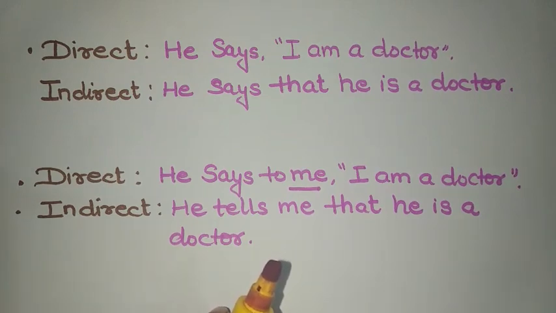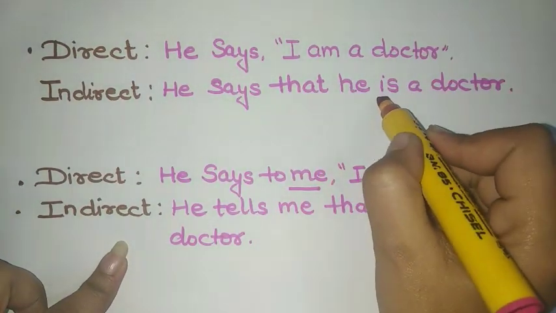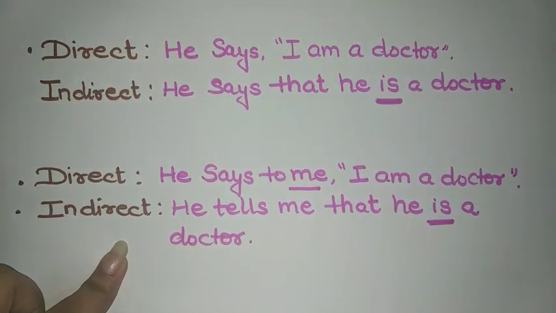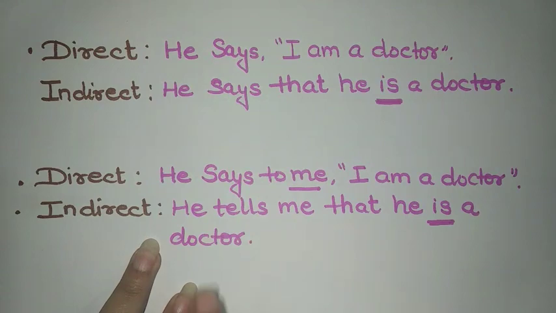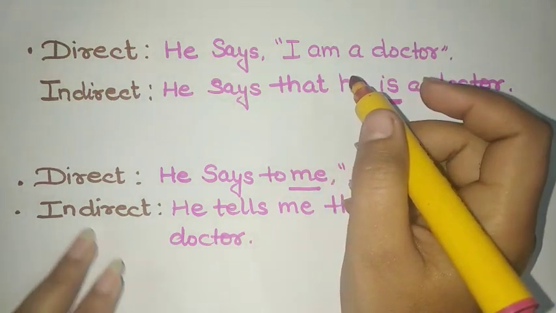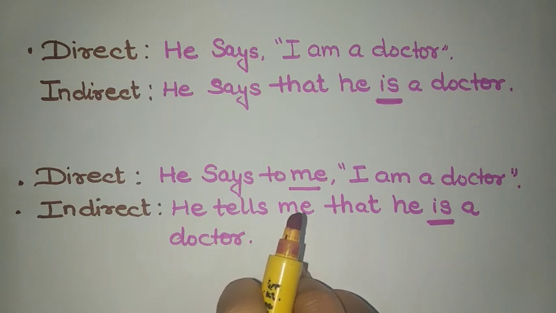Here, let me tell you one more thing. You must be thinking that if my direct speech is in present tense, I should convert the tense. But if the reporting verb is in the present tense, the tenses of the direct speech do not change. So we can write it as he says that he is a doctor, or he tells me that he is a doctor. Let me repeat it for you. If the reporting verb is in the present tense, the tense of the direct speech does not change.